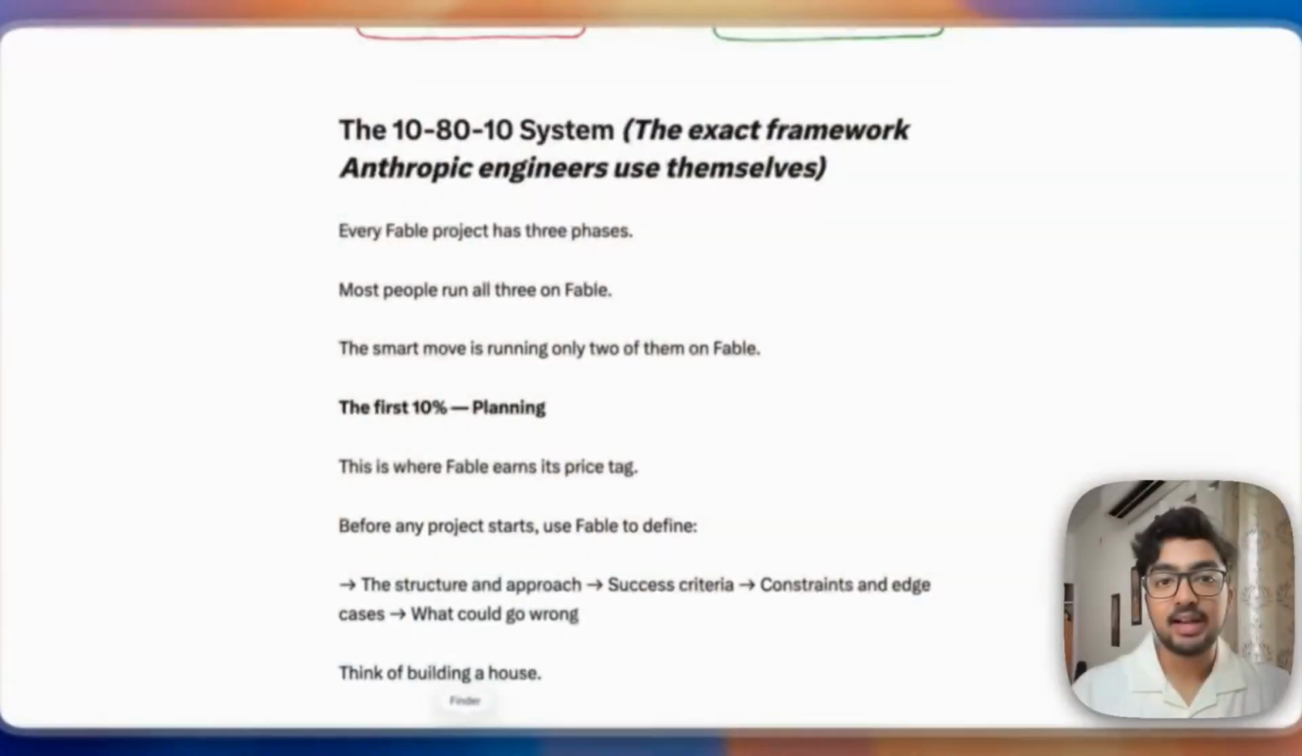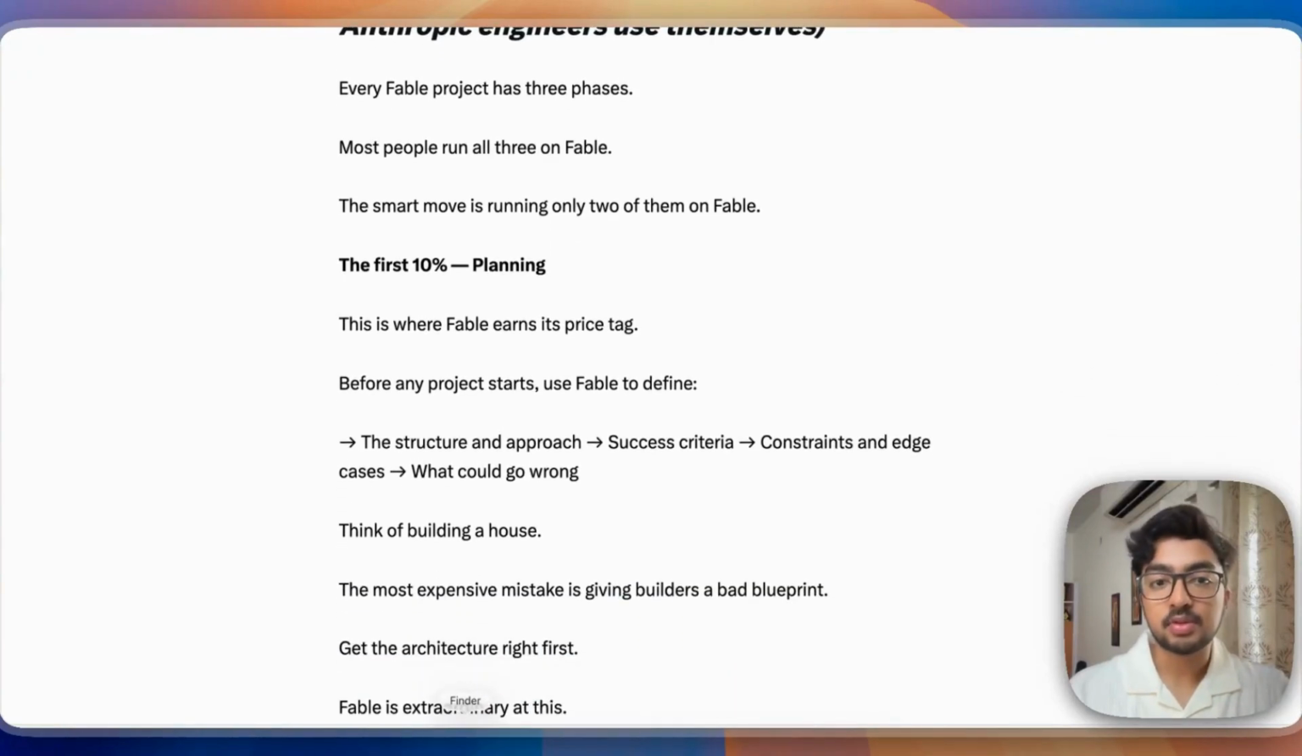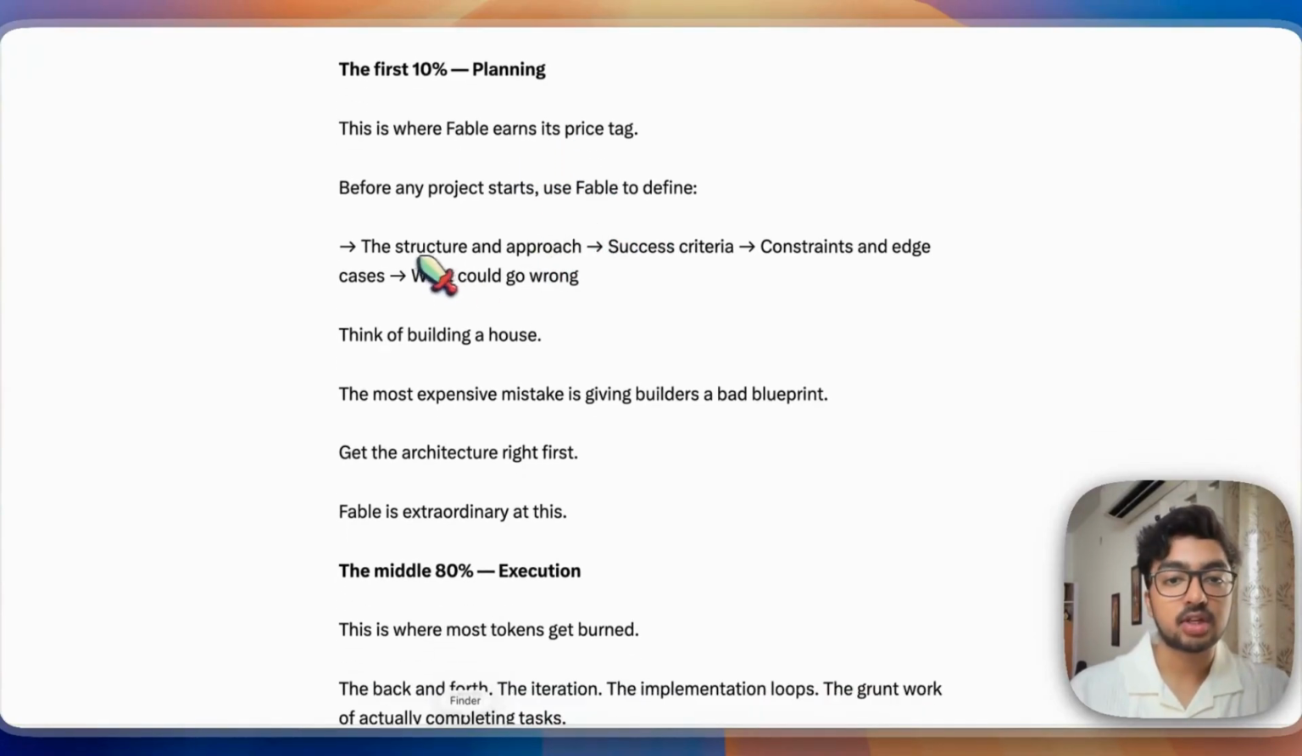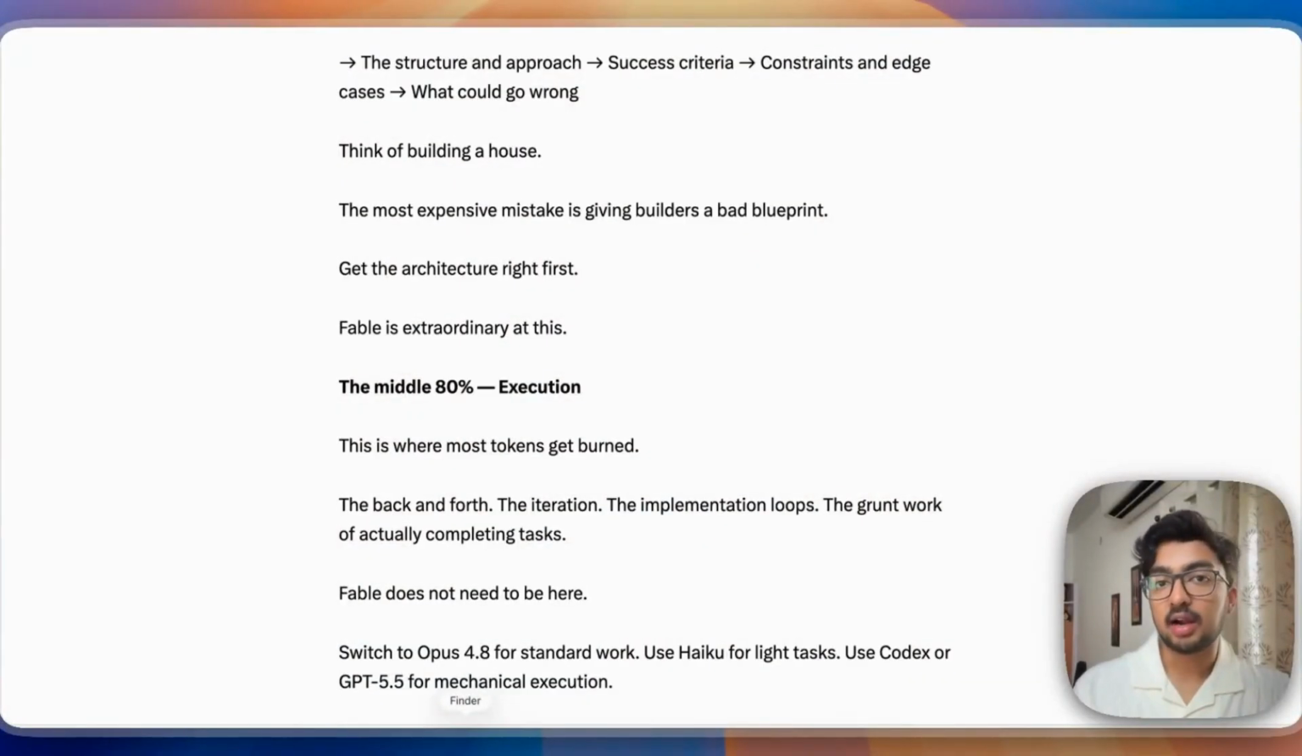Then we have the 10-80-10 system, the exact framework that Anthropic engineers are currently using. First 10% should be used in planning, right? This is where Fable earns its price tag. The structure and approach, success criteria, constraints and edge cases, what could go wrong. These are the things that you should be using Claude Fable 5 for. So for the starting 10% of the work, where extraordinary abilities like planning and thinking are required, use Fable for that.